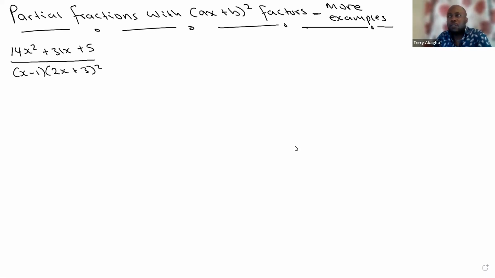In this video, I'm going to solve more questions on the ax plus b raised to power 2 factors in partial fractions. And please, like I always say, make sure you've reviewed the 5 rules of partial fractions and how to solve them. You have to first check if the degree of the numerator is less than that of the denominator. If not, you have to use long division. Then after that, you have to express the denominator as prime factors.